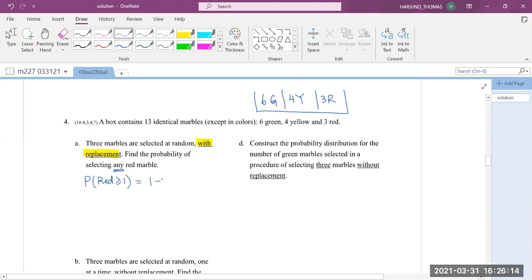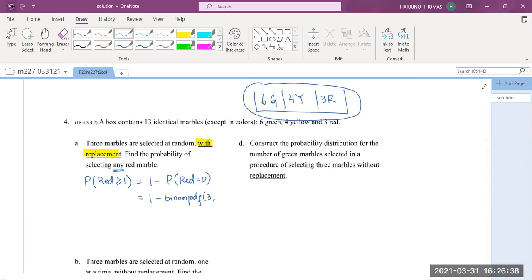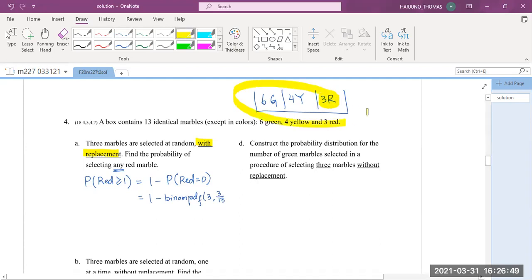This is equal to 1 minus the probability that the number of red is equal to 0. And we use binom PDF. The number of trials is 3. The probability of getting a red is, from this box here, if you need to select one marble, what is the probability it is red? And you will see it is 3 out of 13. How do you get that? There are 3 red marbles out of 13.